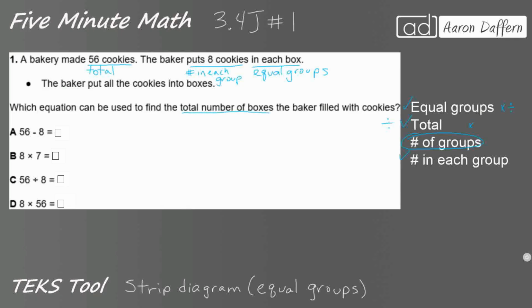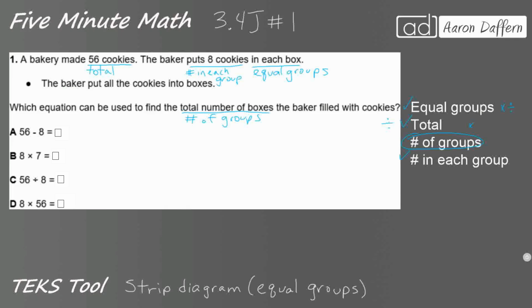All right, remember our boxes are going to be our groups. So we don't know the number of groups. We know that there are 56 cookies. There are 8 cookies, or 8 in each group. We just don't know how many groups or boxes there are. Well, let's draw a strip diagram.